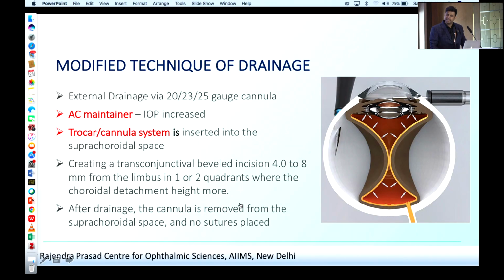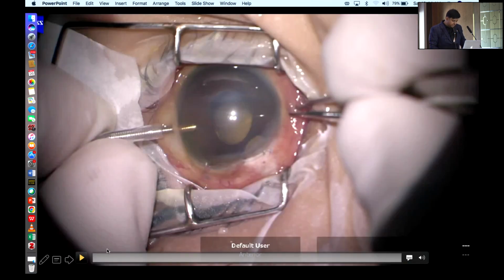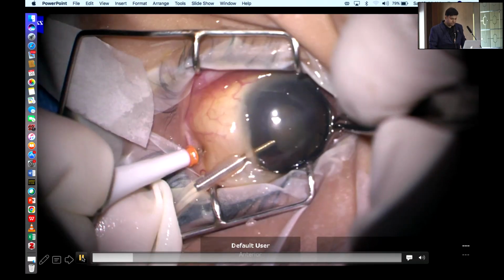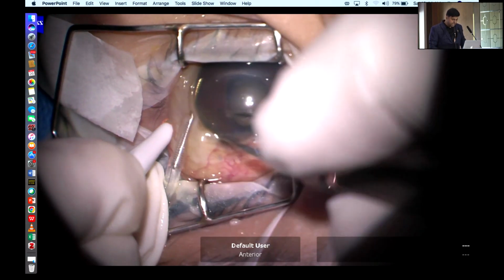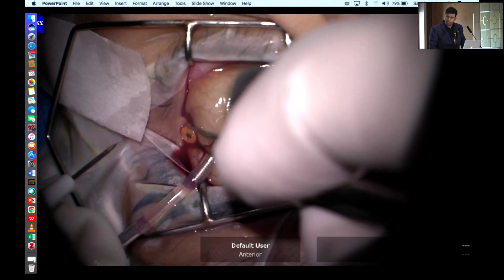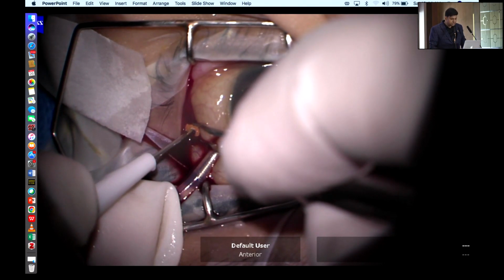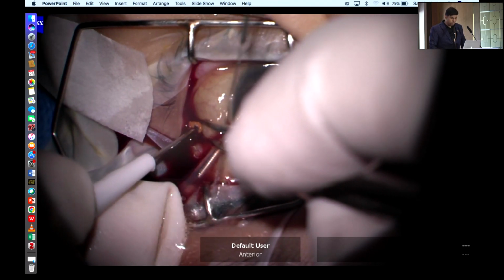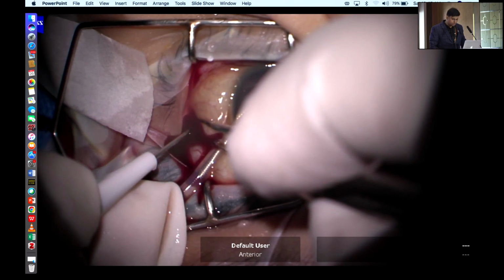A modified technique that has come up recently is using a trocar cannula system inserted acutely into the suprachoroidal space. So here's a surgical video of the same. In this particular case, there was suprachoroidal hemorrhage post-trabeculectomy. Again, we have secured an AC maintainer to achieve positive pressure. A 23 gauge non-valved trocar cannula is being inserted into the suprachoroidal space, and you can see as soon as we took out the trocar, the blood starts egressing out through the cannula.